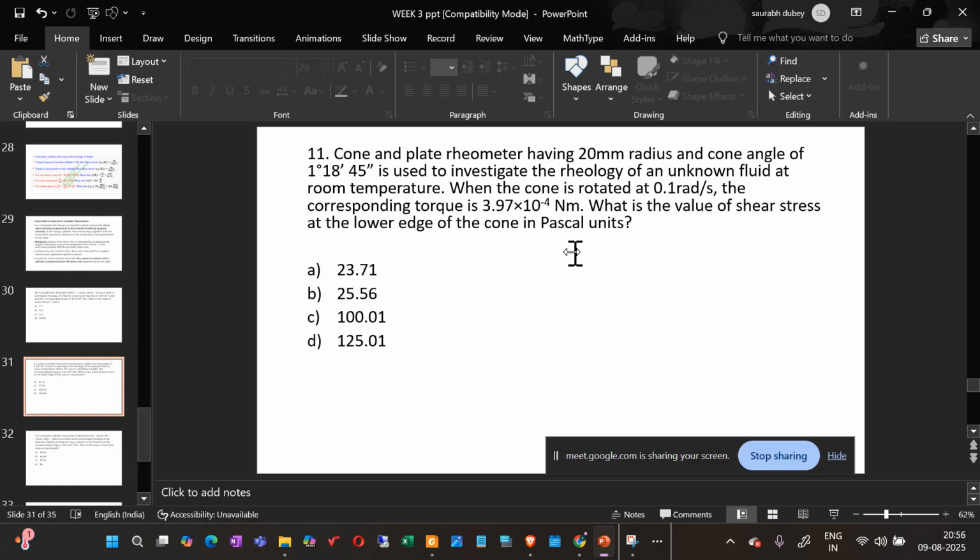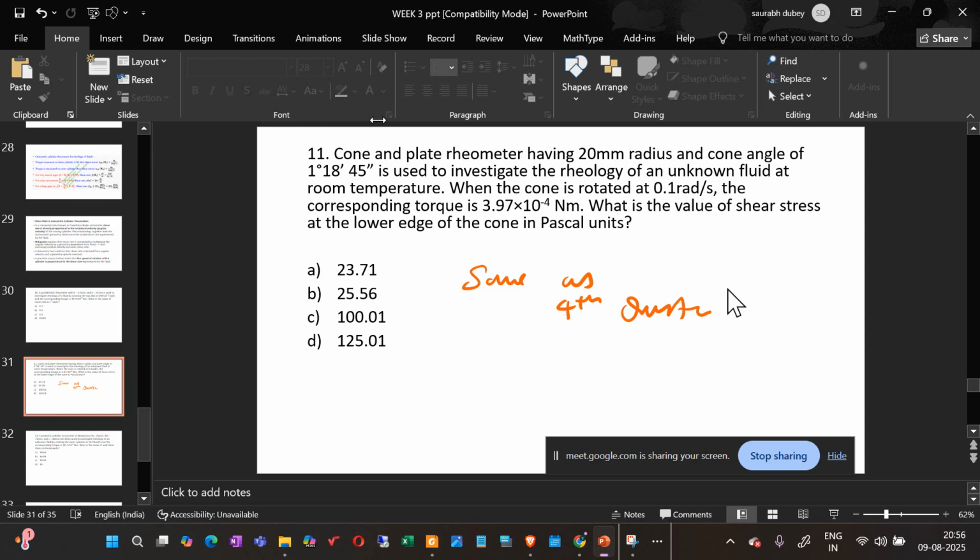So similar to what? It is very similar to what we had in the shear stress value question, same as the fourth question. So here also you will be using the 3M by 2 pi r square value.